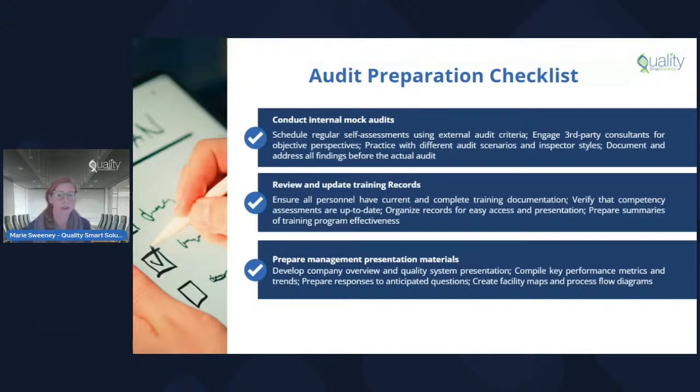And then you're going to want to review and update your training records, make sure everything's up to date, that your assessments are proper, and that you are getting that feedback from your team. And then prepare management presentation materials. So develop a company overview and quality system presentation, compile your key performance metrics, take a look at your trends, prepare responses for any anticipated questions, and create facility maps and process flow diagrams if they need to be updated.